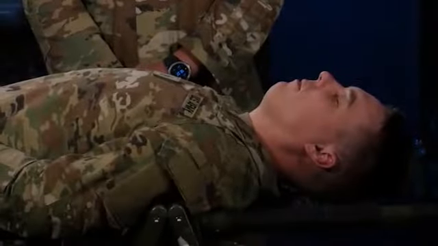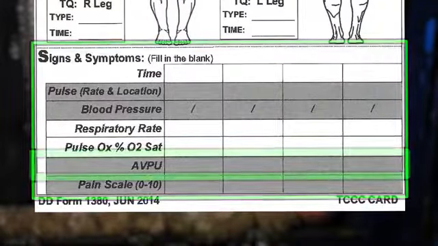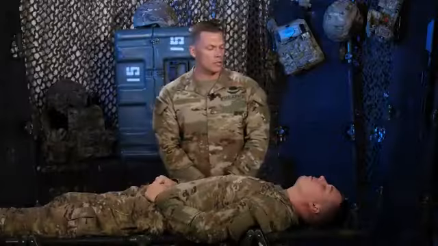Now we're going to talk about assessing our casualty's level of responsiveness. This is important for several reasons. One of the most important reasons is because this is documented in our S block, our signs and symptoms, on our DD Form 1380. So the first thing we're going to do is approach our casualty, right?